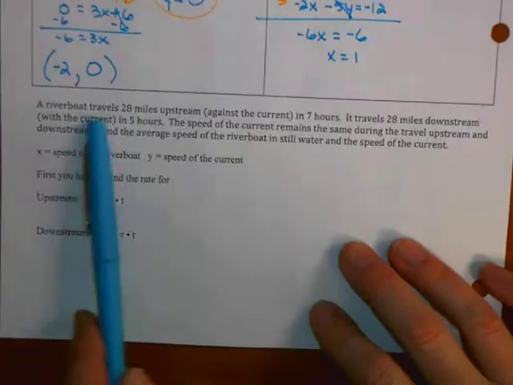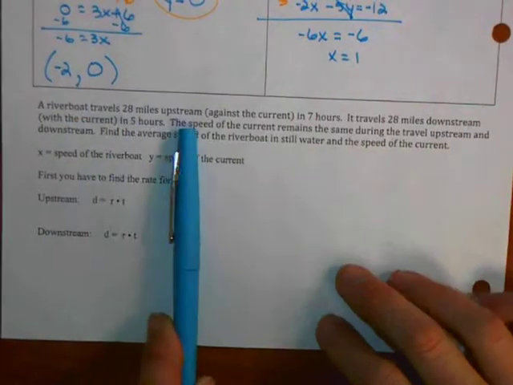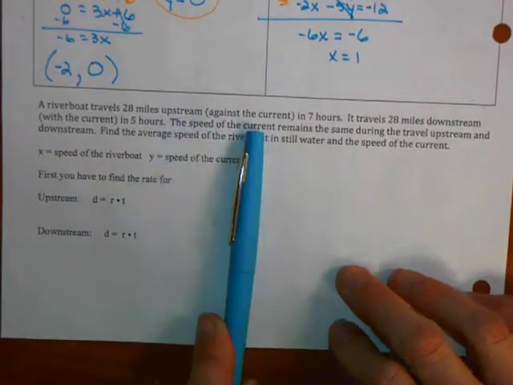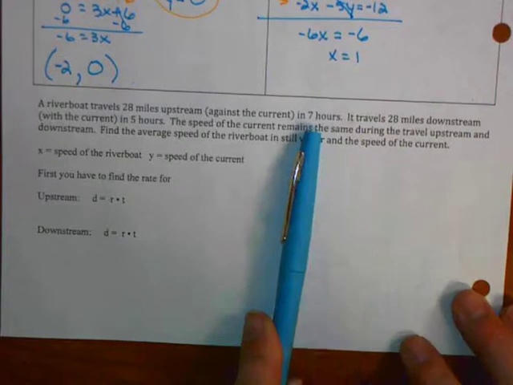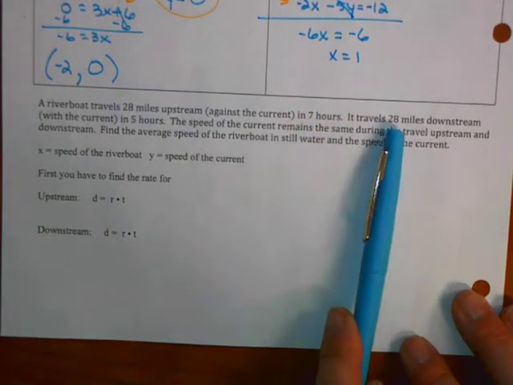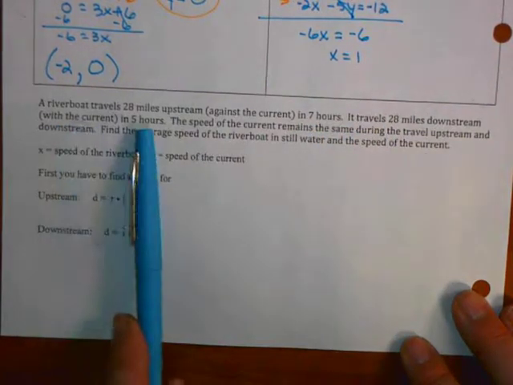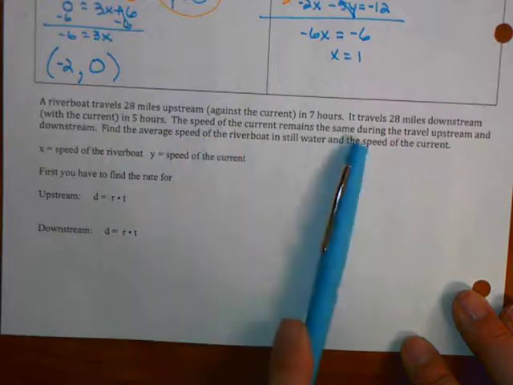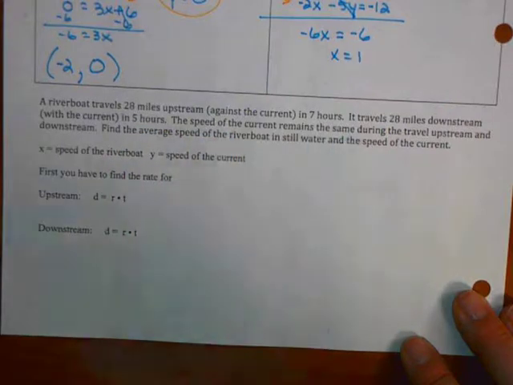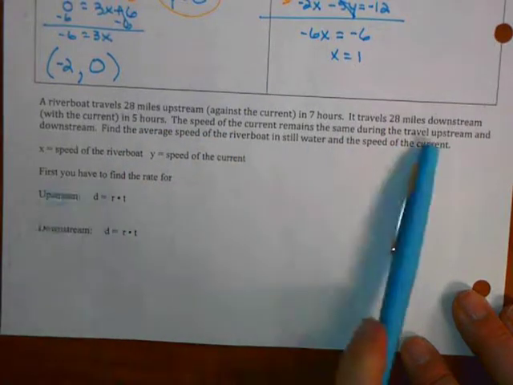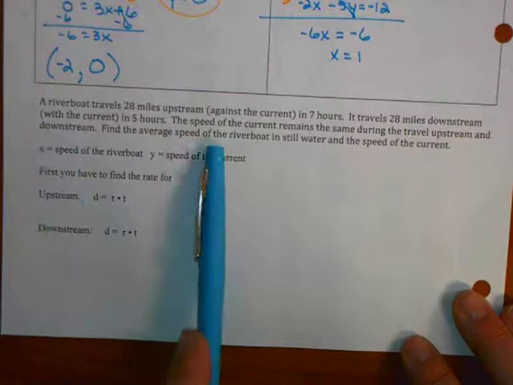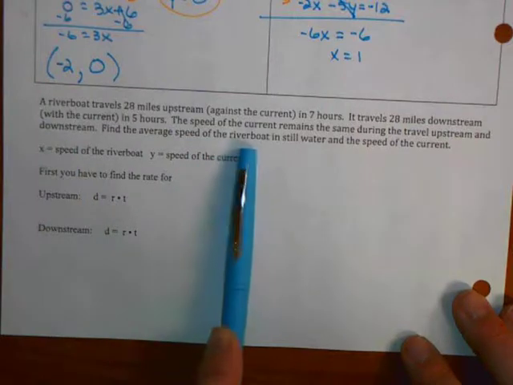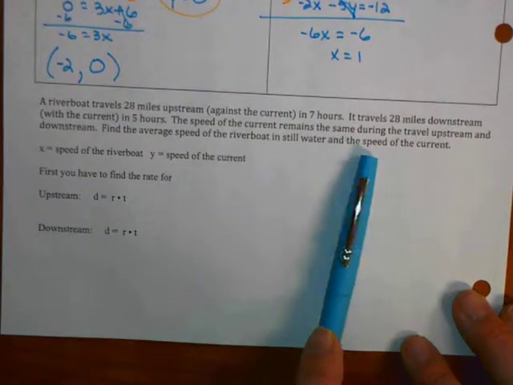A riverboat travels 28 miles upstream against the current in 7 hours. It travels the same distance downstream with the current in 5 hours. It's a lot faster with the current. The speed of the current remains the same. It means that it's not changing at all during the travel upstream and downstream. Find the average speed of the riverboat in still water and the speed of the current.